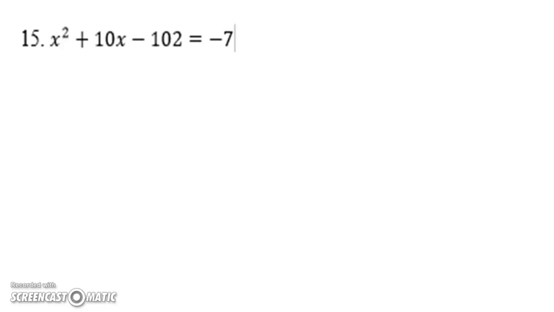So for 15, it just tells us that we have to solve for x. So we have four methods we could possibly use. The first one, solve by square root, but we can't do that because we have an x squared and an x term. If we only had x squared, we could do that.